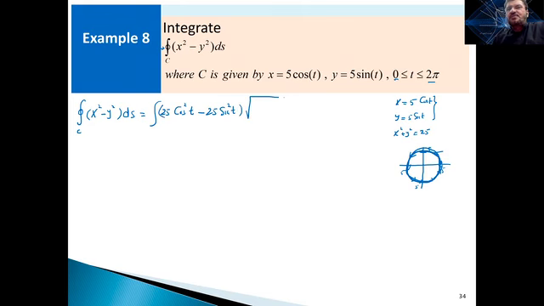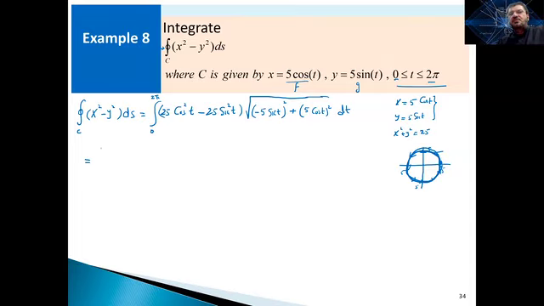It's the square root of the derivative of the first squared. The derivative of that is minus 5 sine t. So this is f, by the way. The derivative of that is minus 5 sine t squared plus the derivative of this, which is g, it's 5 cosine t squared, then dt, and t is from 0 to 2 pi, so I can say now this is from 0 to 2 pi.